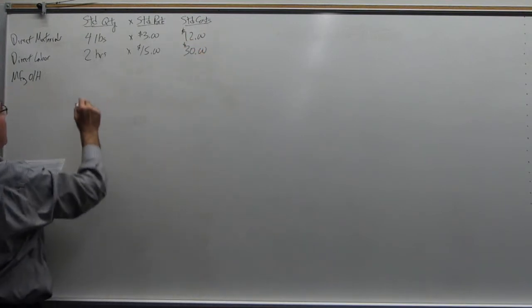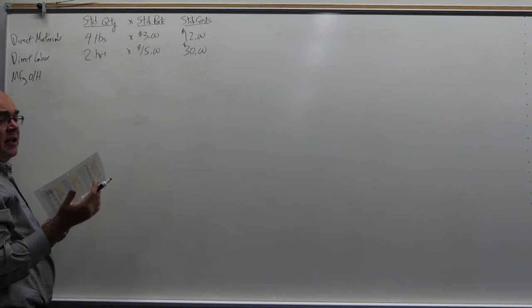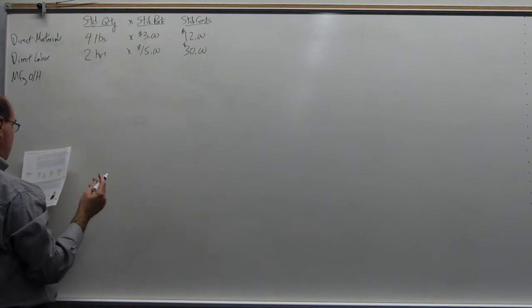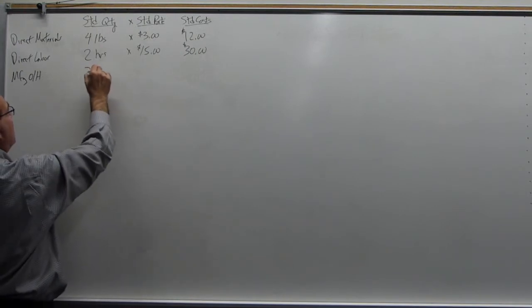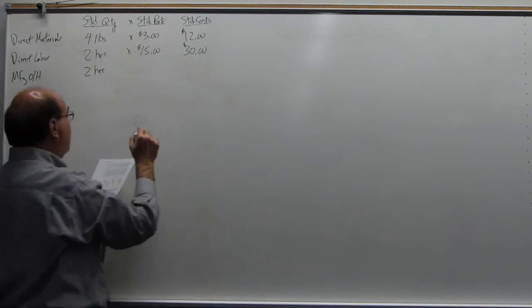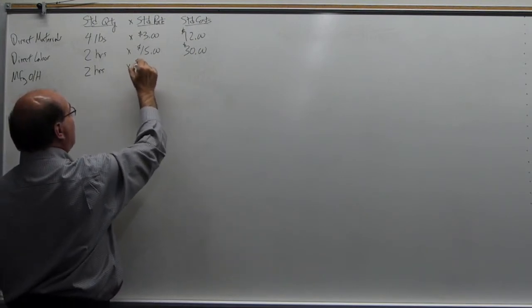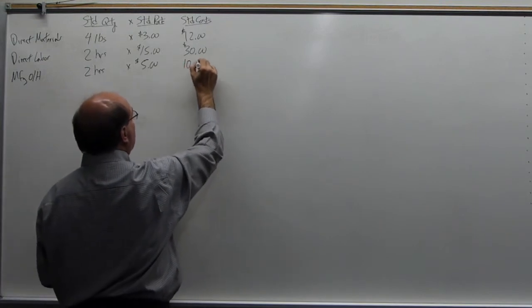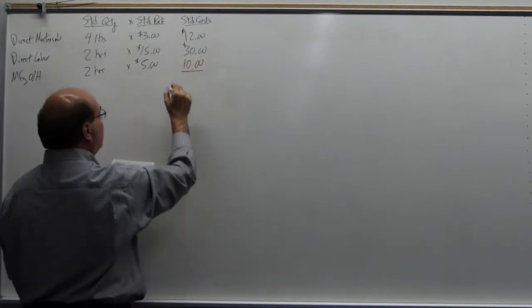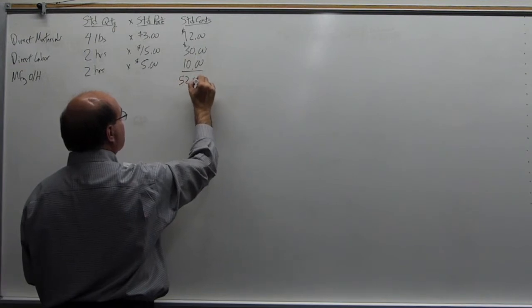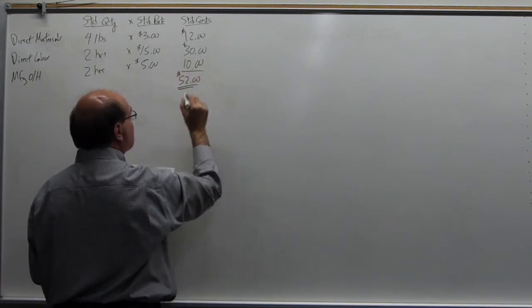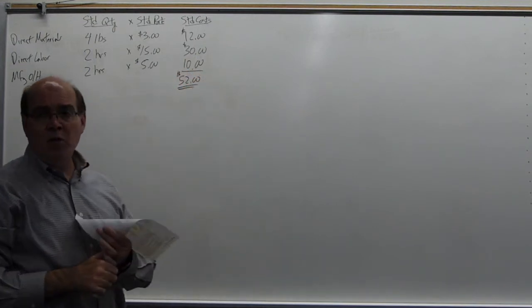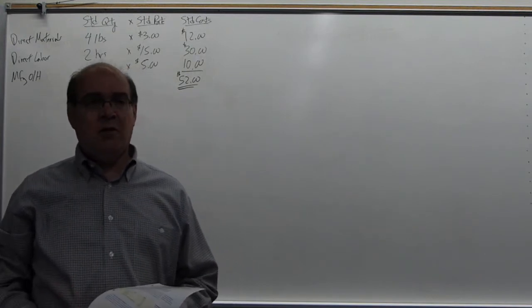And then our manufacturing overhead, we use a predetermined overhead allocation rate based on direct labor hours. So we say, well, we're going to work 2 hours in every product, and it looks like the overhead rate was $5. So every product we should add $10 in for the overhead. So when we're done, we end up with a standard cost of $52. That's what we think it should cost us every time we make a product.